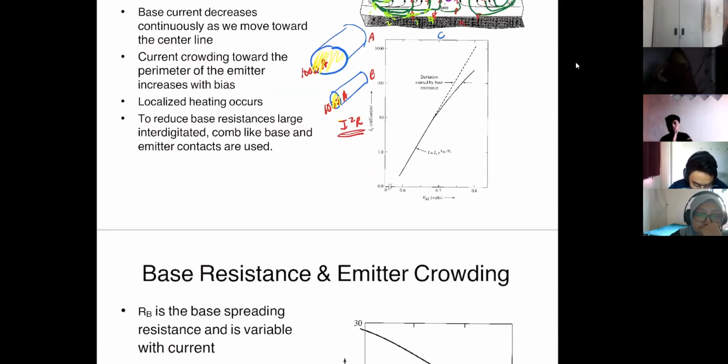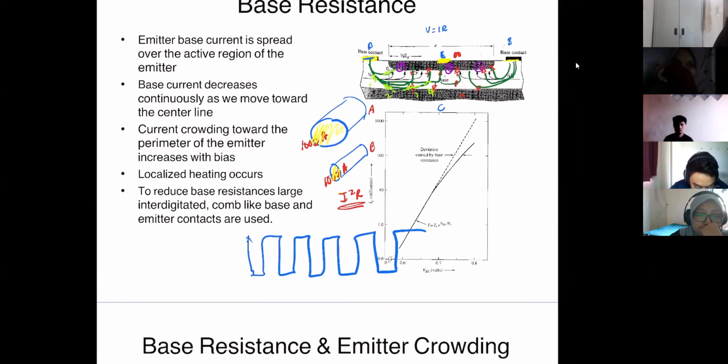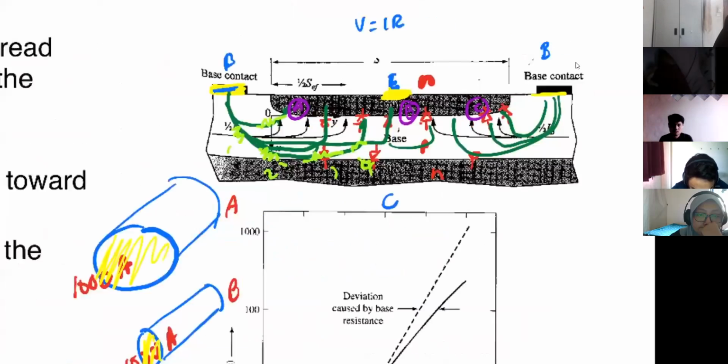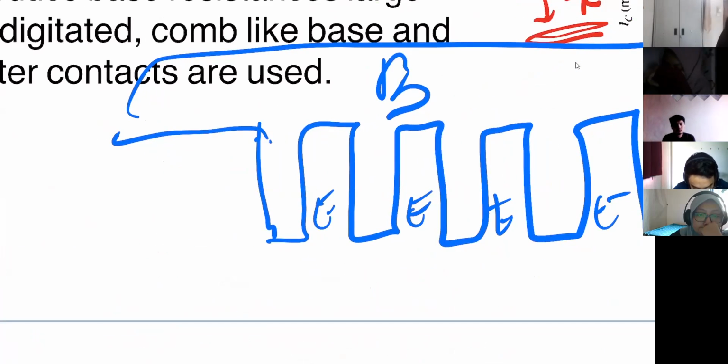Fingering means when they design the base, so like this. So the design is something like that. The base has more contact, so the emitter will be here. Which means that what you are doing is increasing the closeness of the contact to the emitter, so the current does not have to go very far. By fingering, the base to emitter contact is very close everywhere.